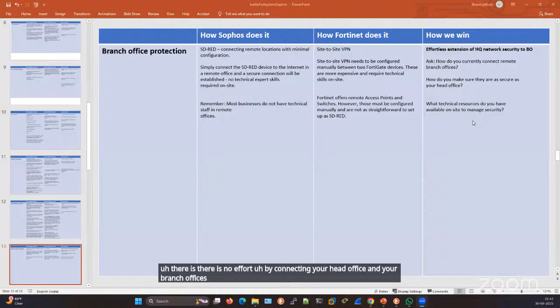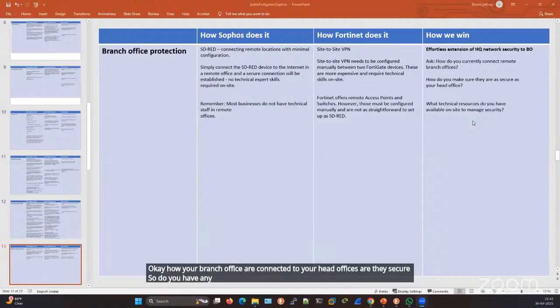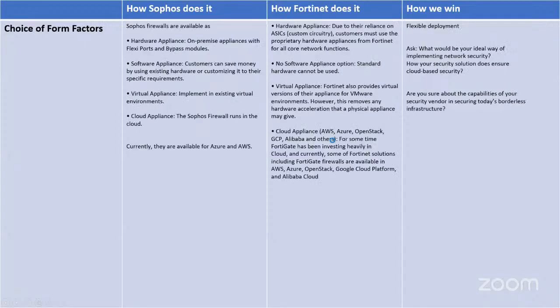So you can ask, how do you currently connect your remote branch offices? How are your branch offices connected to your head offices? Are they secure? Do you want to make sure that these are as secure as the head office? And what technical resource do you have available on site to manage these securities? Right, that would be the branch.